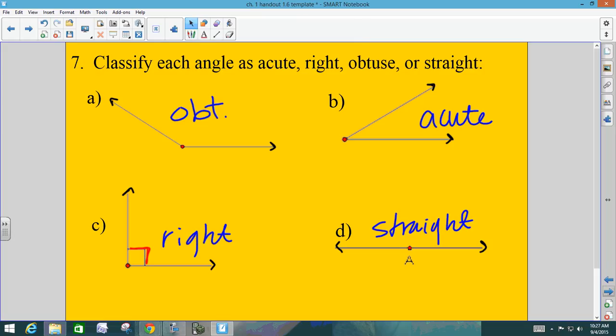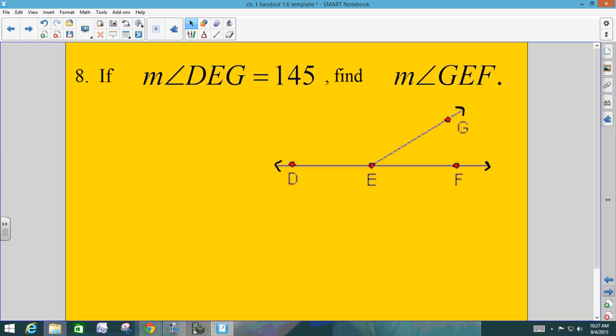All right, to number 8. The measure of angle DEG equals 145. Okay, follow the letters. DEG, that's this left side. We have to find the measure of angle GEF. Go ahead and take a second here and find the measure of angle GEF.